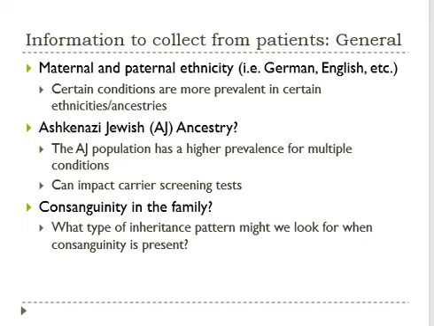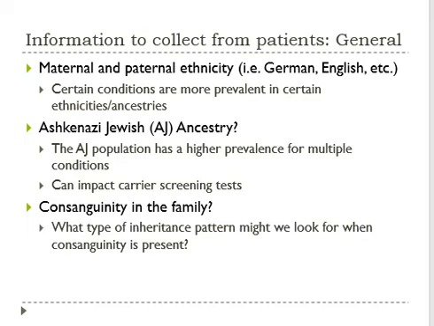Information also collected when doing pedigree analysis and constructing a pedigree includes maternal and paternal ethnicity, for instance German, English, African American, Hispanic. Certain conditions are more prevalent in certain ethnic groups, and that's why this information is very important. Ashkenazi Jewish ancestry: individuals of Ashkenazi Jewish descent are basically individuals that are Jewish and their relatives came from Europe.